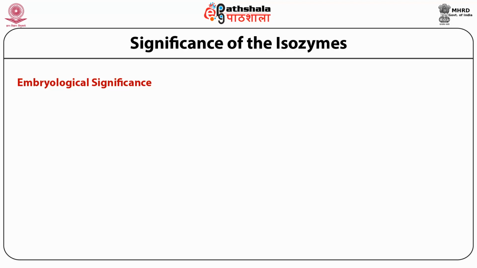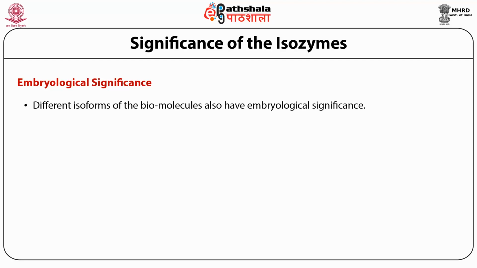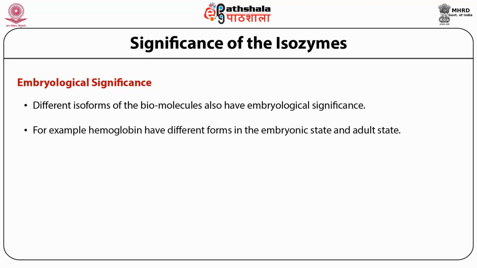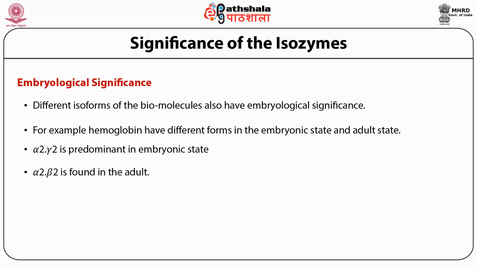Embryological significance of isozymes. Different isoforms of biomolecules have embryological significance. One such example, which is not an enzyme but an isoform, is hemoglobin, which exists in different forms in the embryological state and the adult state. In the embryological state, we have alpha 2 gamma 2, while in the adult state we have alpha 2 beta 2, and both have their own significances.